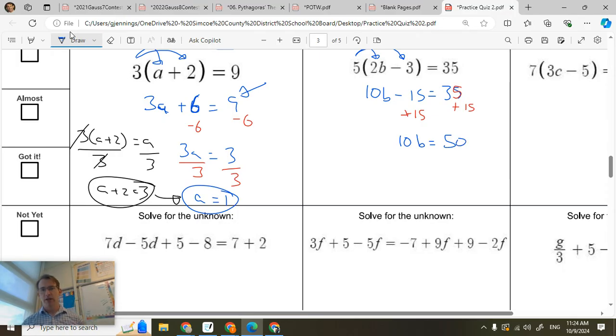It's just embarrassing. All right, and then we divide both sides by 10, because the moment we've all been waiting for was b is equal to 5. That's what we want.